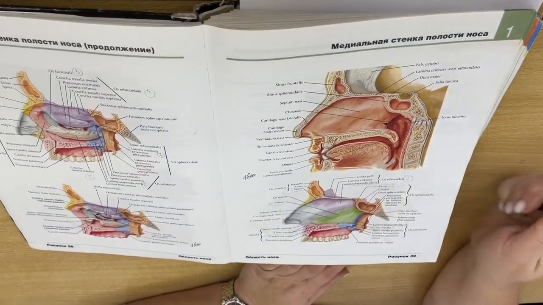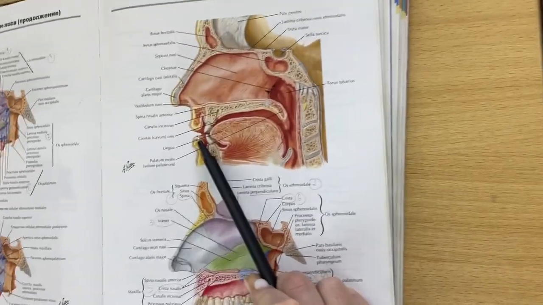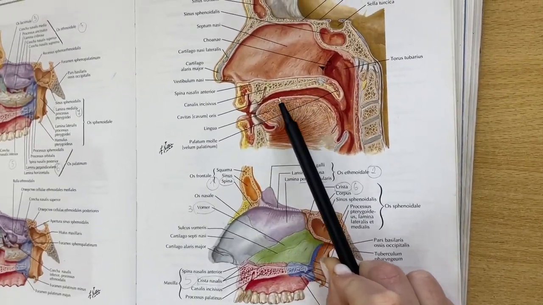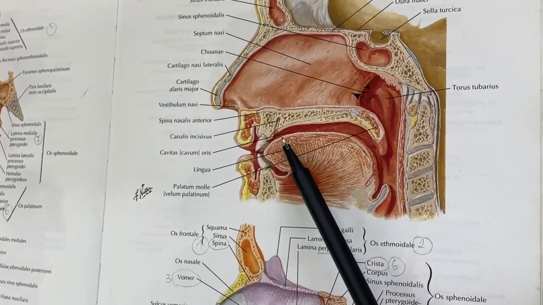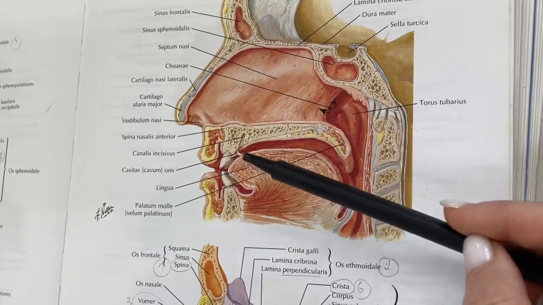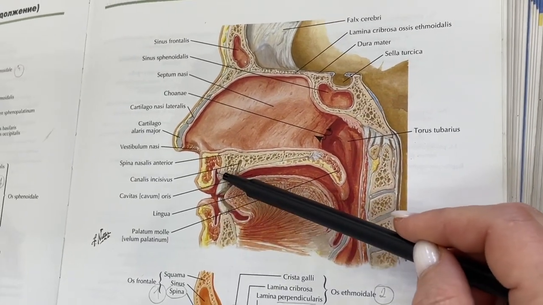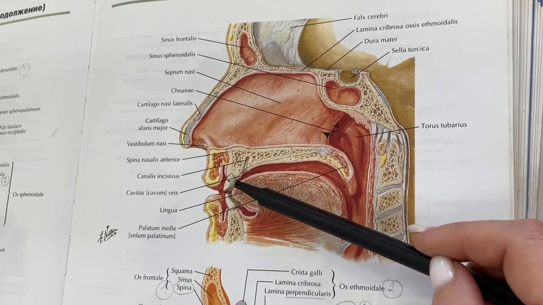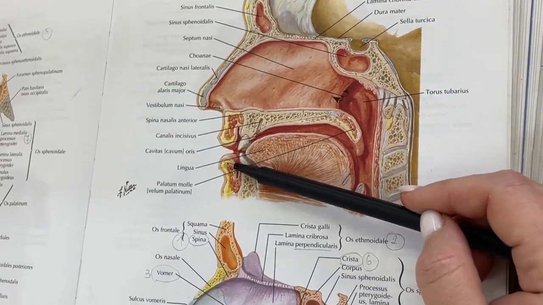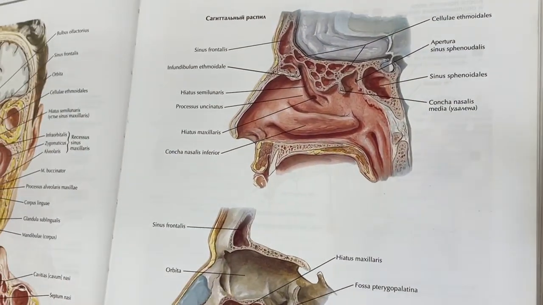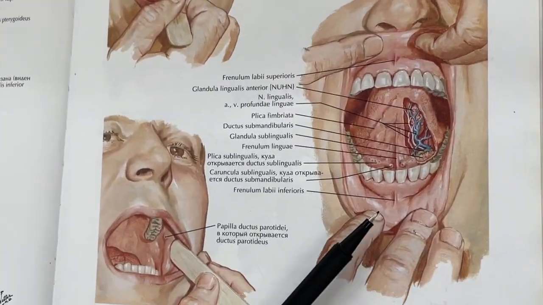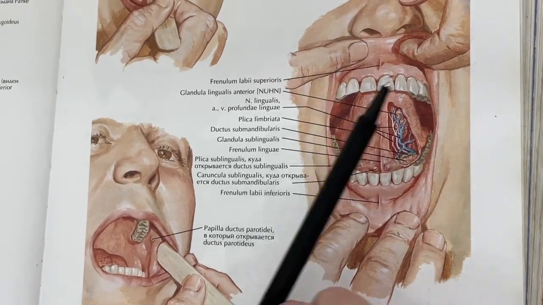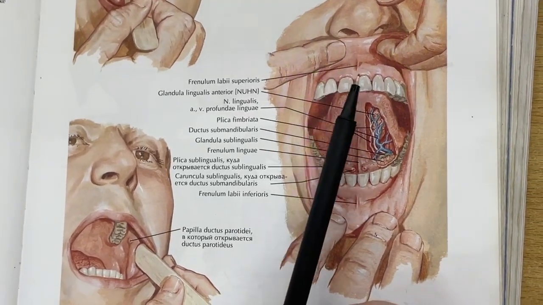So guys, today we start to learn with you from oral cavity. The oral cavity consists of the vestibule and proper oral cavity. The vestibule of oral cavity has anterior and posterior wall. Anterior wall of vestibule is formed by the lips, superior and inferior, and cheeks. Posterior wall is formed by the teeth and gums.